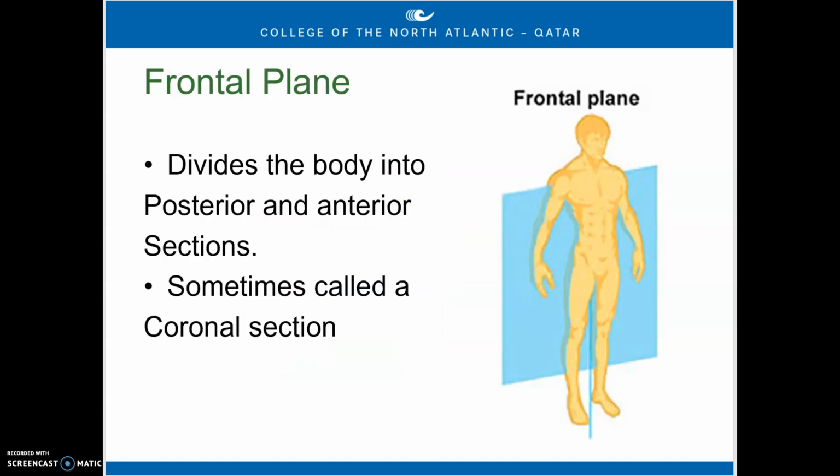So if we were to look at a frontal plane, we're assuming the body is going to be sectioned so that we divide the body into a posterior, which is the back part of the body, and anterior, which is the front part of the body section. Sometimes you'll hear this called a coronal section because it cuts through the crown of the head, but for our purposes we'll call it the frontal plane.